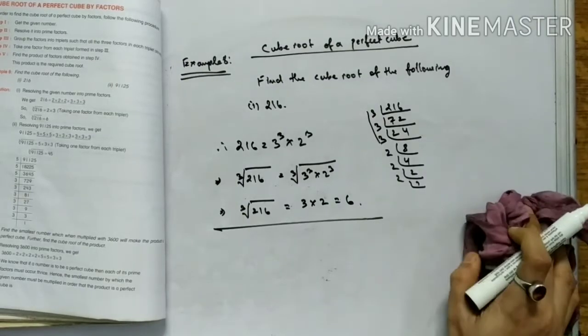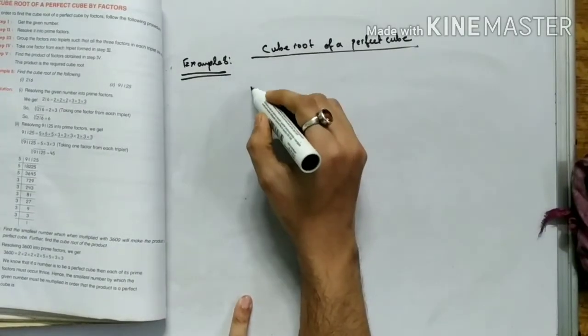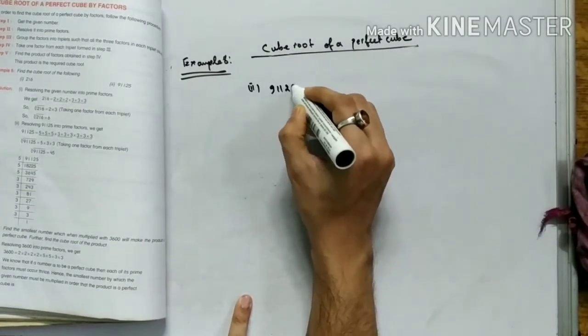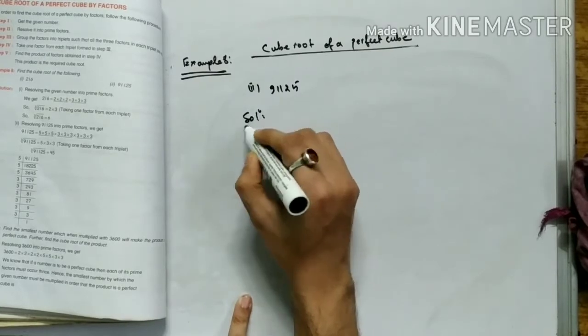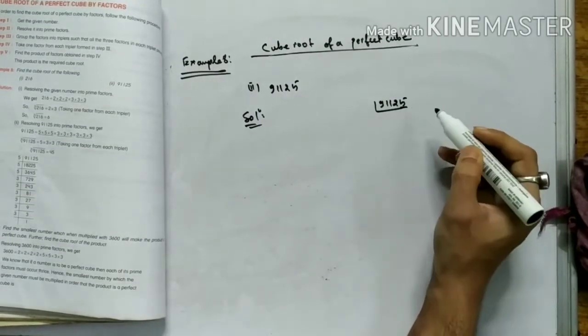Okay. So similarly you see, next one it is given 91125. Okay, so again we will find out the prime factorization of 91125.